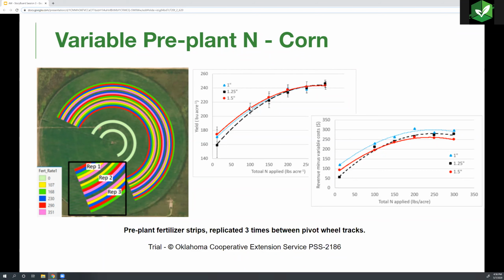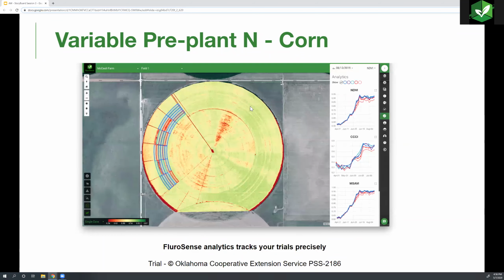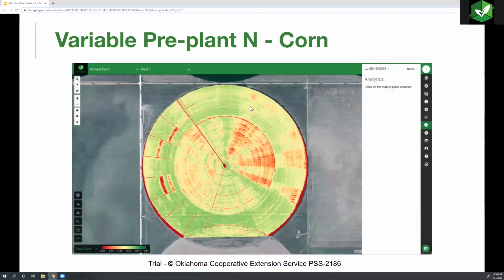So that's the example I wanted to share about. Here's the variable. Here's the experiment on the platform.